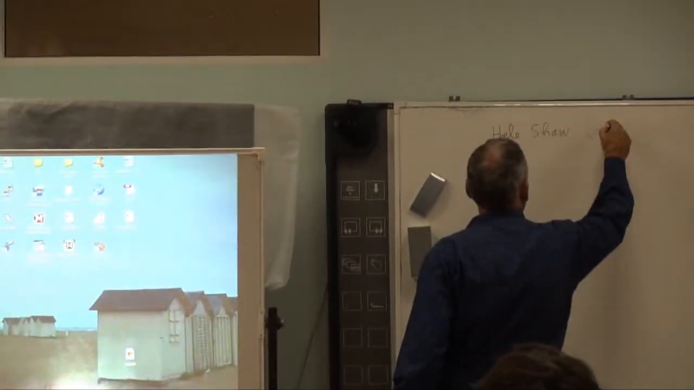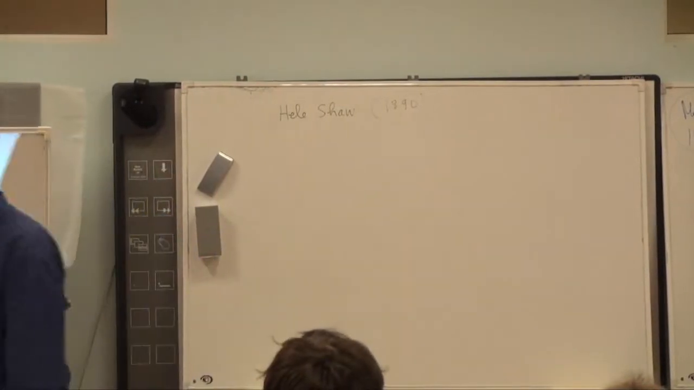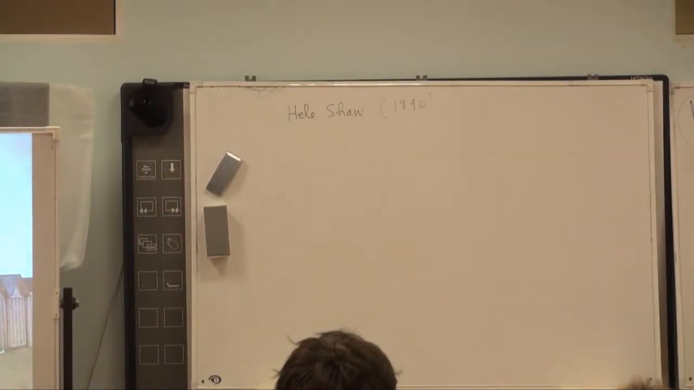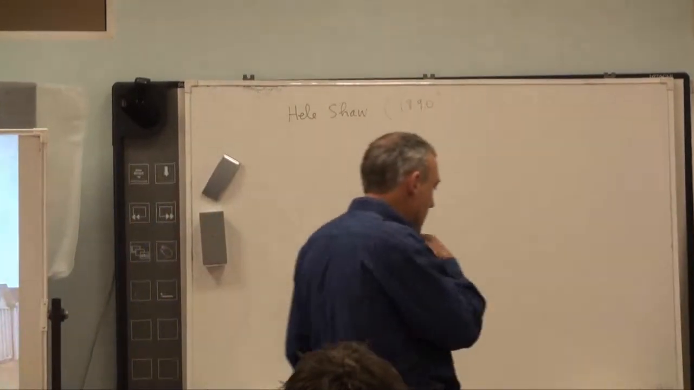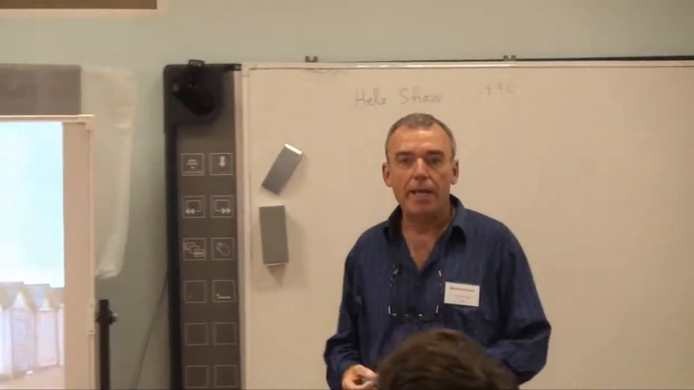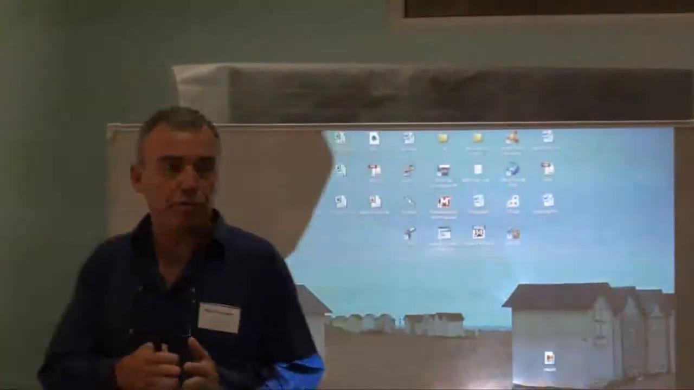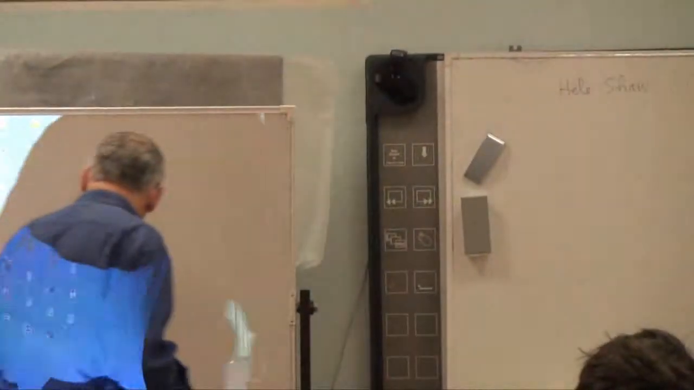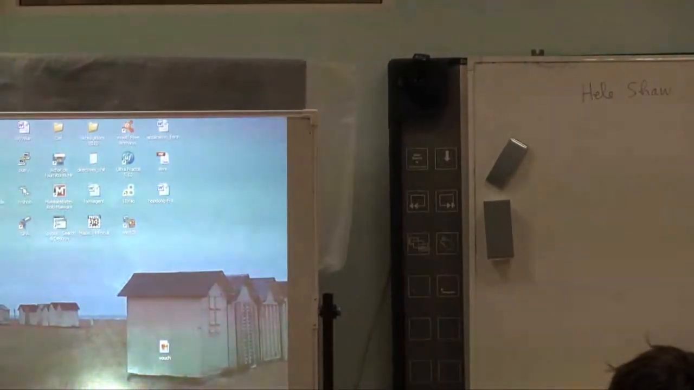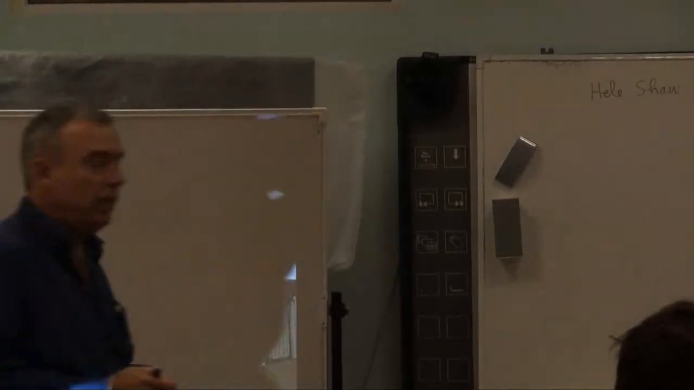So this is something like 1890, and he was studying fluid dynamics, and he was interested in seeing the passage from laminar flow to turbulent flow. Okay, so he invented an experiment which is very well known, and it has been reproduced many times, which is called Hele-Shaw cells.